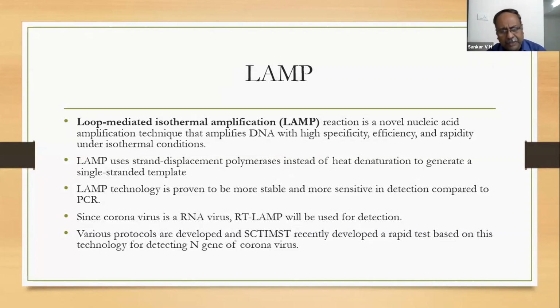So there are so many papers throughout the world, and the N-gene protocol has been recently identified by the Sri Chitra Medical Center, but they have applied to the ICMR for the other things, but so far ICMR has not given any permission to do the test on a large scale, but it may come within a few days.